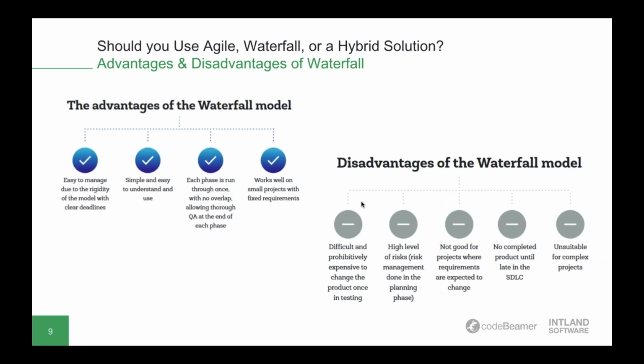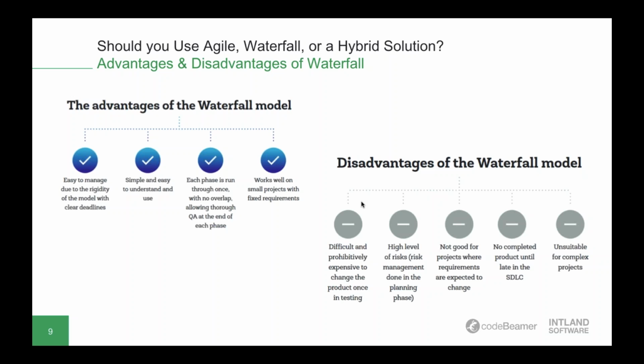Since no completed product or prototype will be produced until late in the lifecycle, you might end up detecting possible mistakes later on, which actually increases the cost of fixing them. And in extreme cases, you might have to redesign the whole product itself, which is really costly, of course.